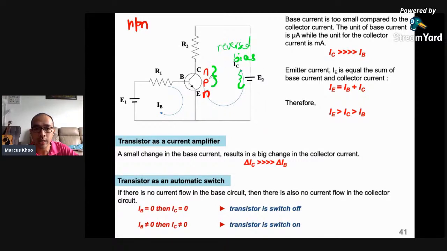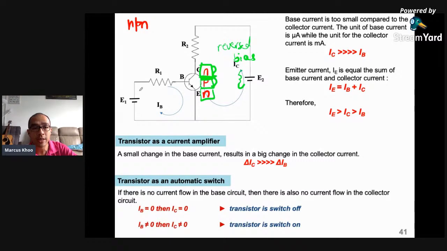I want you to consider these two first. Don't look at these two yet. This is reverse bias, which is a very big problem, because if it is reverse bias, this depletion layer is very big. Here there is a depletion layer. That's why in its normal state no current can flow here, because it's reverse bias.